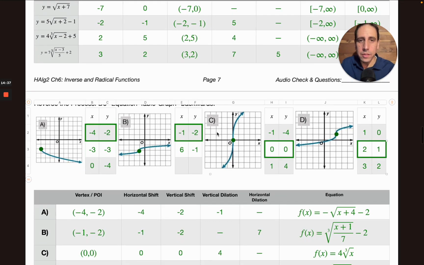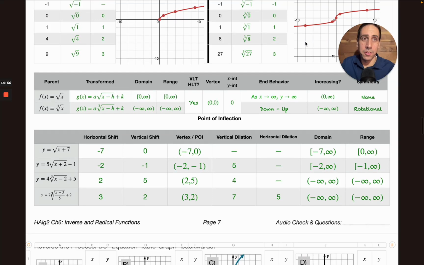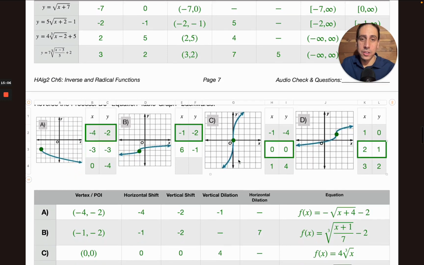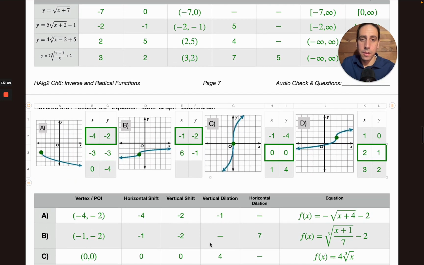C. Here, this is going to be a cubic function, and you can see in the end result it's cubic right here. There's no horizontal or vertical shifting because the point of inflection stays at 0, 0. However, there is a vertical dilation of 4. Like I said a few moments ago, going from the point of inflection to the next one on the parent is over 1, up 1. But over here, it's over 1, up 4. So that means it's been vertically dilated by a factor of 4, and so the 4 is multiplied on the outside of the function.